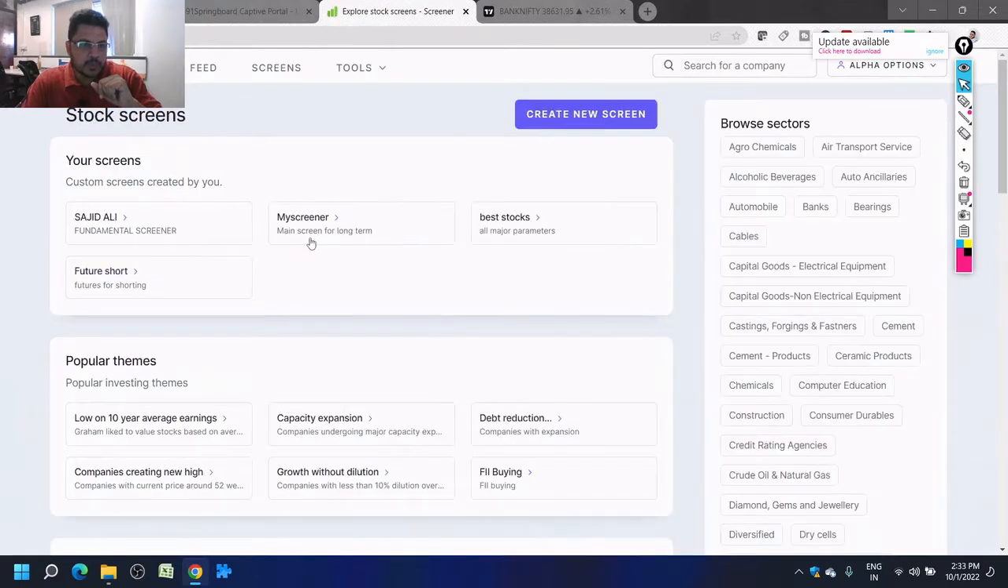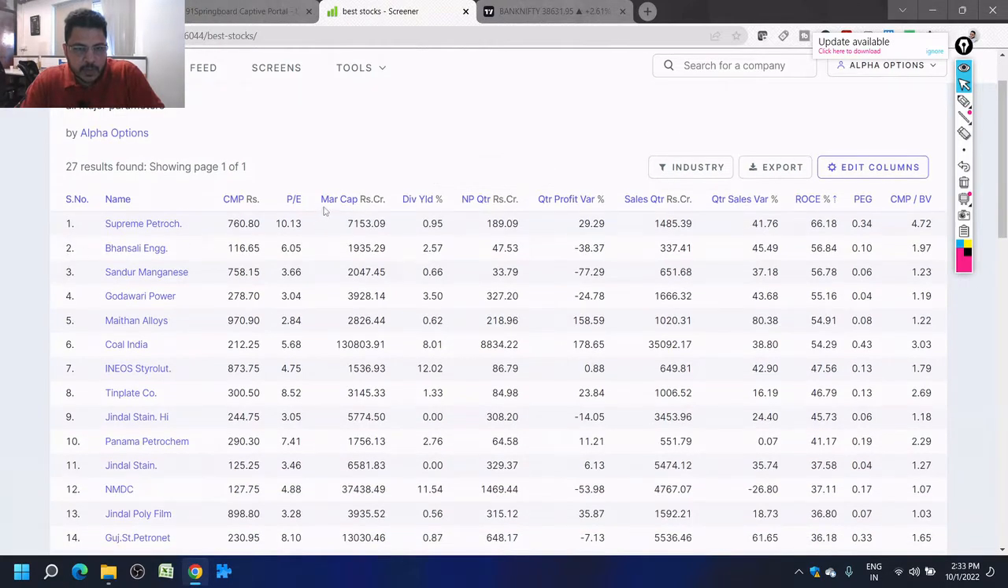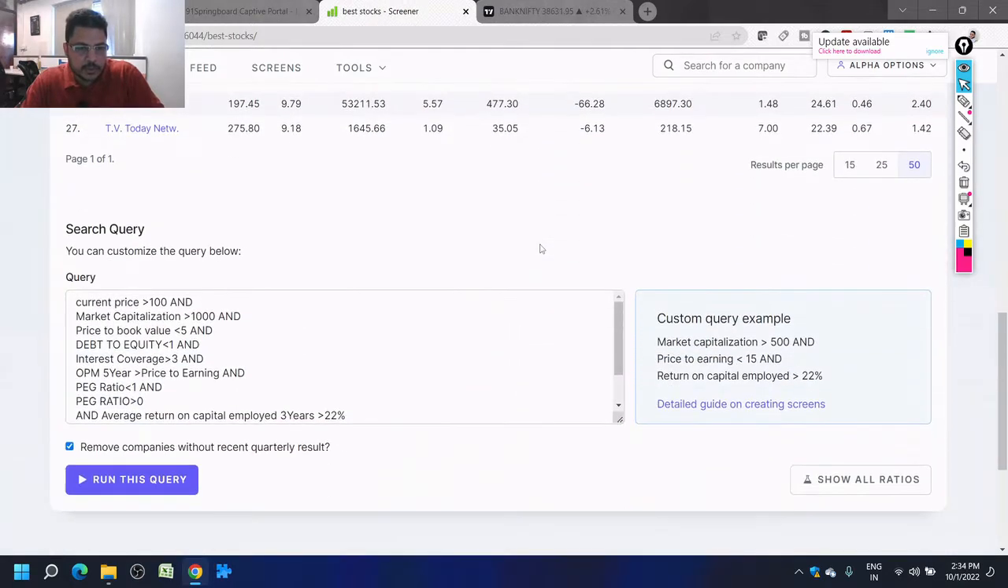So we will go to screener and we will go to best stocks. If you can see, the formula has already screened 27 of the top stocks, where the market cap is good, quarterly profit is good, quarterly sales growth is good, PEG ratio is good, current market price, book value, everything has been captured here. Now what is the formula for this? We will look at this. So this is our formula.